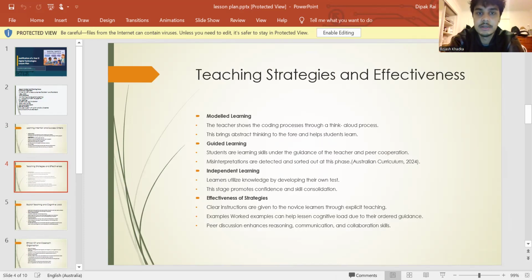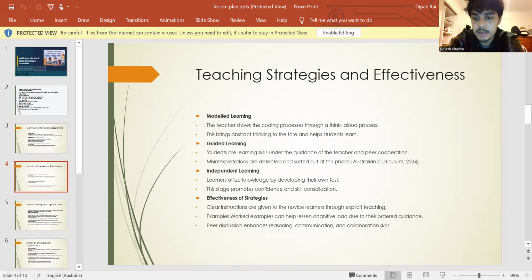So, teaching strategy and effectiveness. This lesson uses a structured teaching approach that includes modelled, guided, and independent learning. First, modelled learning is used, where the teacher demonstrates coding using a think-aloud strategy. This helps students understand the thought process behind programming. Next, guided learning allows students to practice with teacher support and peer collaboration. During this stage, misunderstandings can be identified and corrected.